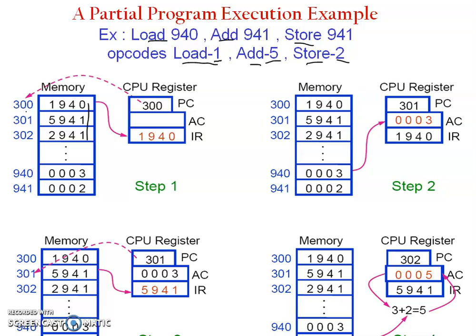The instructions are stored in binary format, and each instruction will have an address also: 300, 301, 302. This is just for understanding purposes. Okay, so step 1: you need to place the first instruction address, 300, in the PC. Then PC will automatically be incremented to the next instruction to be executed. So in step 2, what happens? PC will be updated with 300.